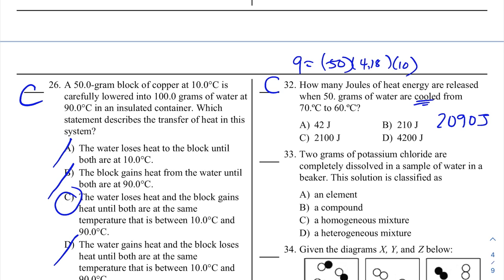2 grams of potassium chloride are completely dissolved in a sample of water. How would you classify it? So water is a substance, potassium chloride is a substance. So it has to be a mixture. Now, if it's completely dissolved, it would mean uniform, the same throughout, so it would be a homogeneous mixture.